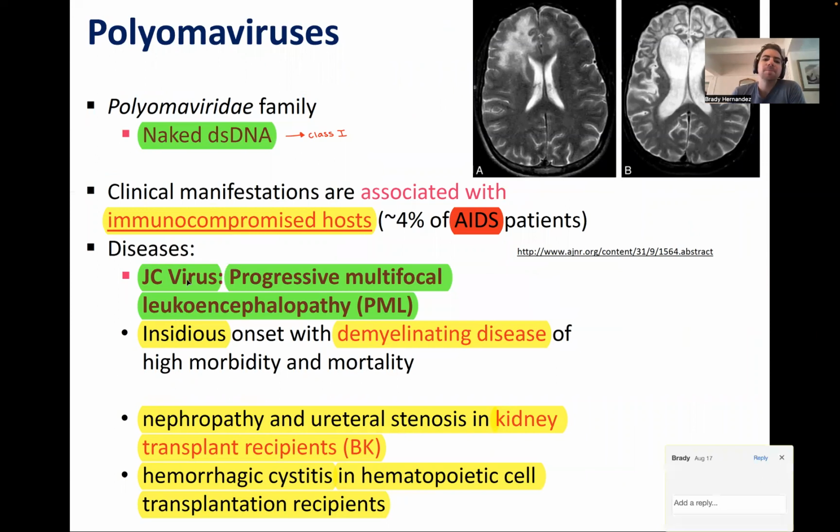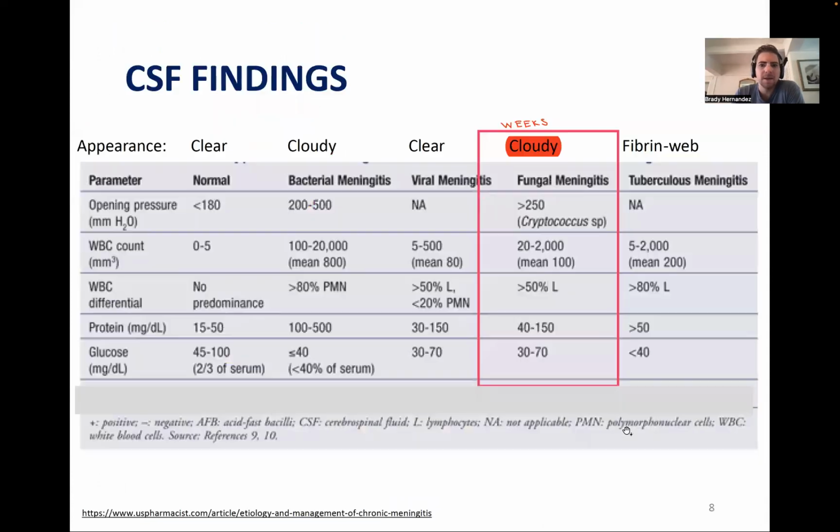Right, immunocompromised patients, JC virus, PML, that's good to know. Yeah, for sure, you want to know that. Anytime they talk about immunocompromised, you have this whole slew of different types of infections that can happen.